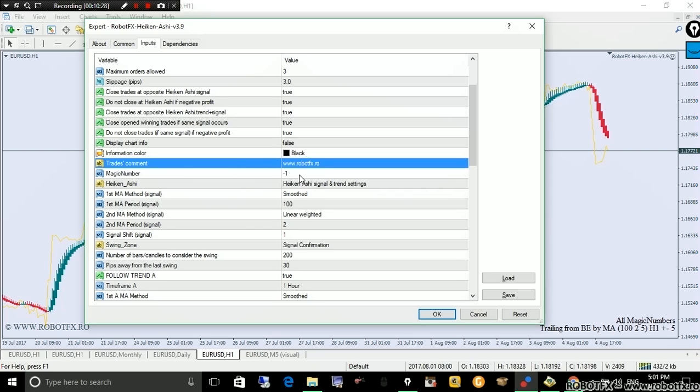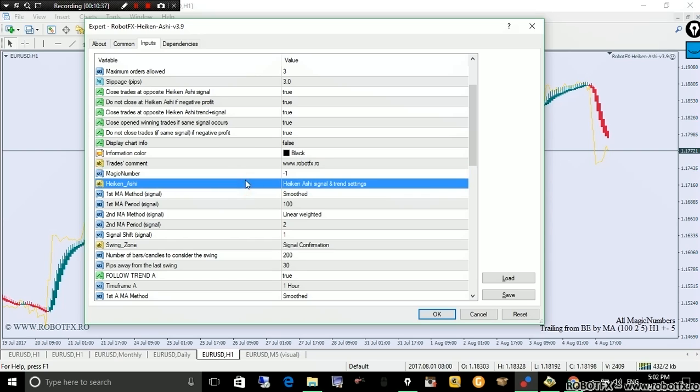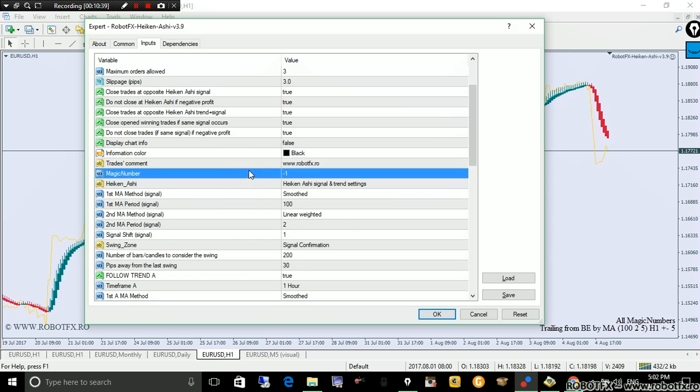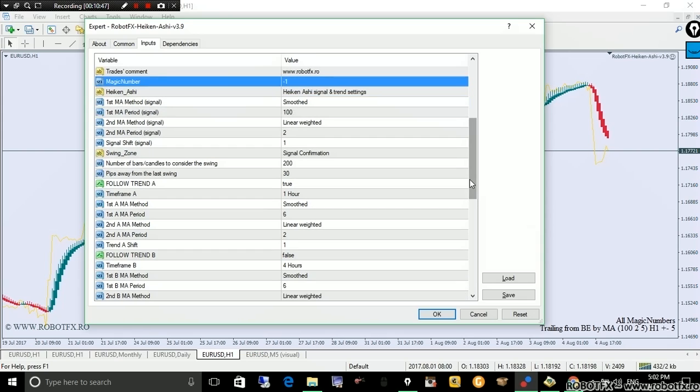There's also the option to use a particular magic number, used to prevent this expert advisor from interfering with trades opened by other expert advisors, or vice versa. This is general MetaTrader knowledge, so I won't go into explaining magic numbers. Sorry for that, there's no time. You have to search the internet.